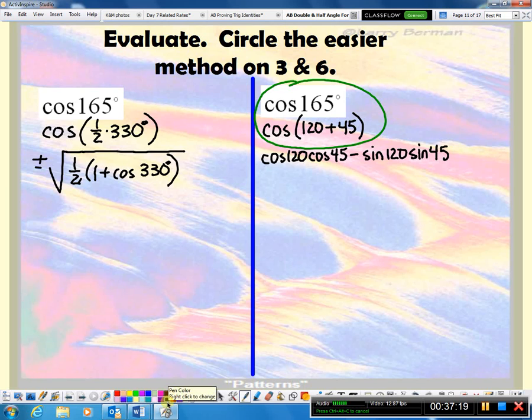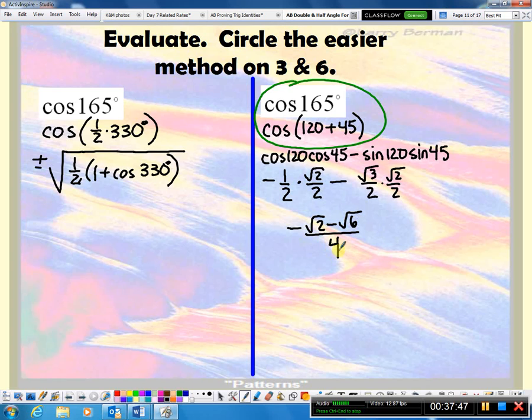So cosine 120 must be negative because it's in the second quadrant. The reference angle is 60. Cosine 60 is a half. Cosine 45 is square root 2 over 2. Sine of 120 is positive because it's in the second quadrant. Sine 60 is square root 3 over 2. Sine 45 is square root 2 over 2. Do you see that that's negative square root 2 minus the square root of 6 all over 4? And because 165 is in the second quadrant, did we not know it was going to turn out negative? And does the answer I got not turn out negative? So remember, that's just a quick check method.